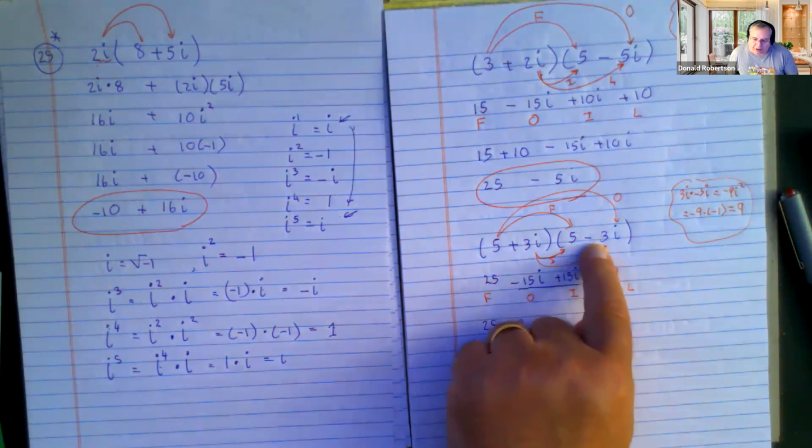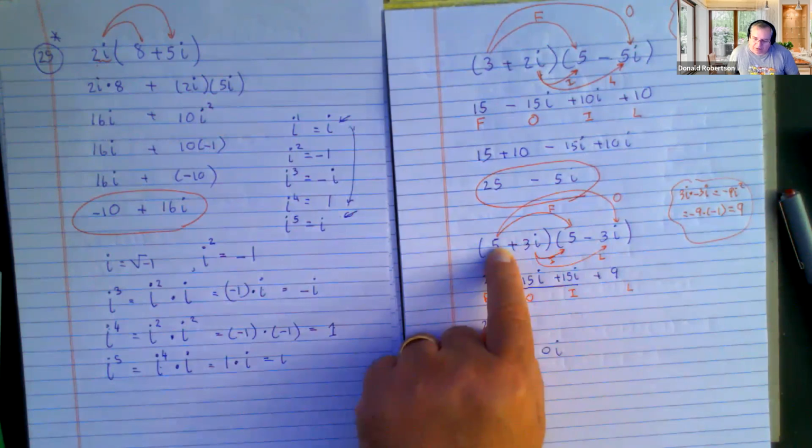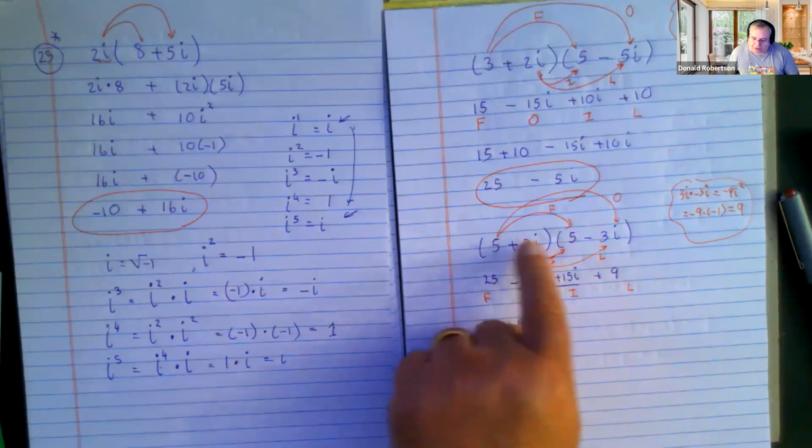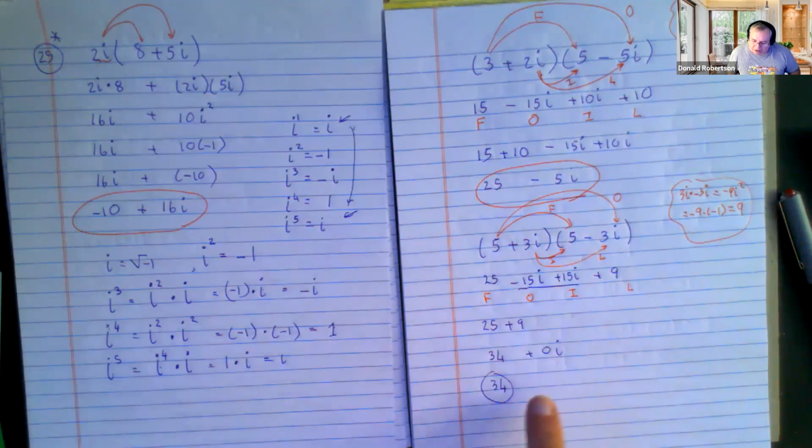So that complex number, right, these two complex numbers multiplied together, actually end up with just a nice real number, 34. And we are done.